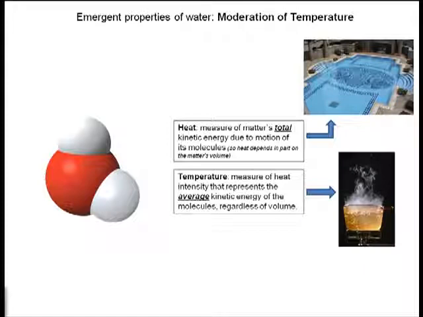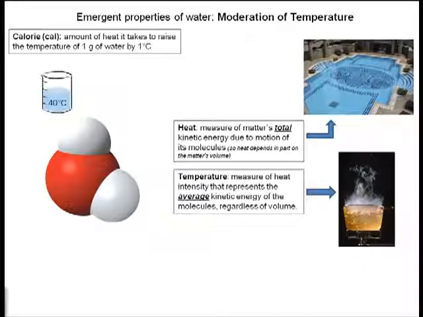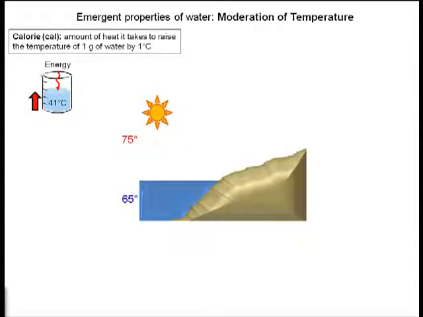There's another term that you need to be aware of, and that is calorie, which is the amount of heat that it takes to raise the temperature of 1 gram of water by 1 degree Celsius. We can use all of these principles in a real-life situation called coastal temperature moderation, which is what happens in California, where the temperatures are relatively moderate throughout the seasons.